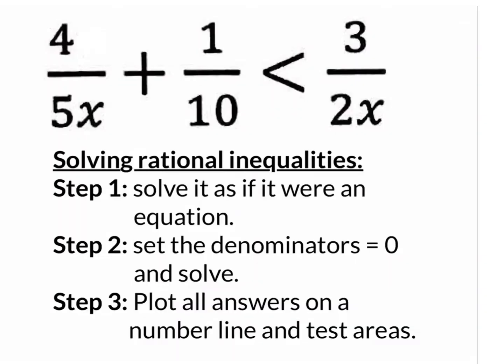So, jumping right in, we have a rational inequality right here, and there are 3 steps that I would like you to follow. Step 1, solve it as if it were an equation. Step 2, set your denominators equal to 0 and solve. And you're going to have a set of answers. And step 3 is to plot those answers on a number line and test your areas. So go ahead and copy these down.